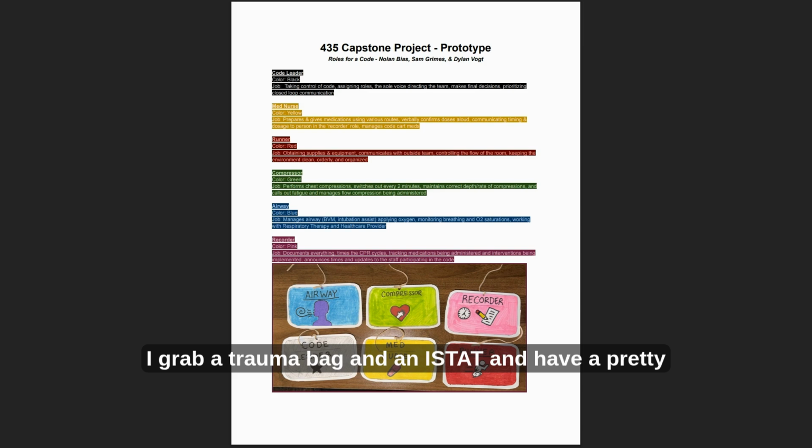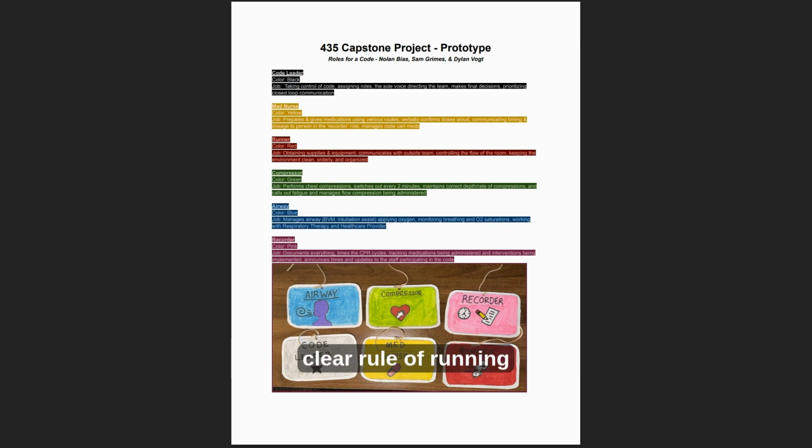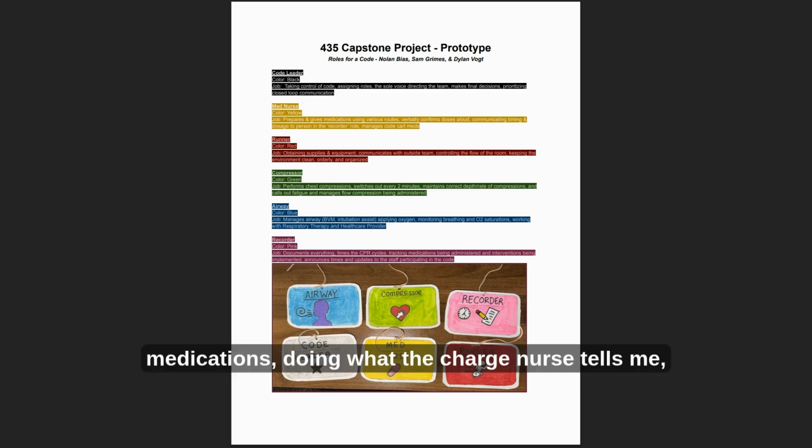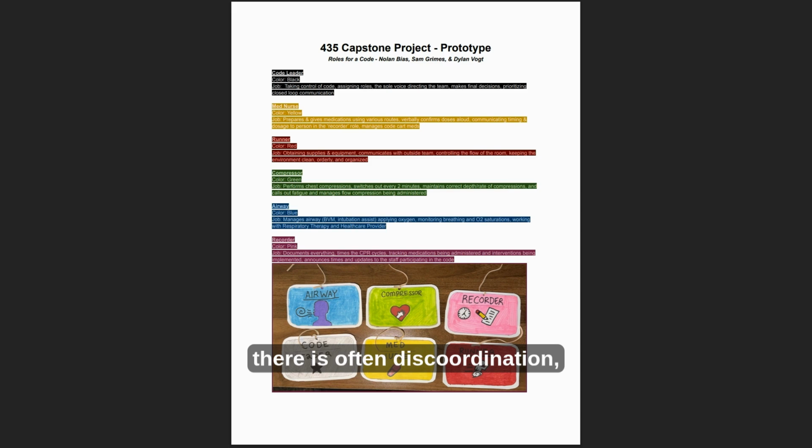I grab a trauma bag and an iStat and have a pretty clear role of running medications, doing what the charge nurse tells me, giving the needed supplies from the trauma bag, and assisting in ways that I'm directed to. But during these codes on other floors besides the MSICU, there is often discoordination and problems with how these situations are handled in terms of people not having clear roles or a clear system of how to manage it.